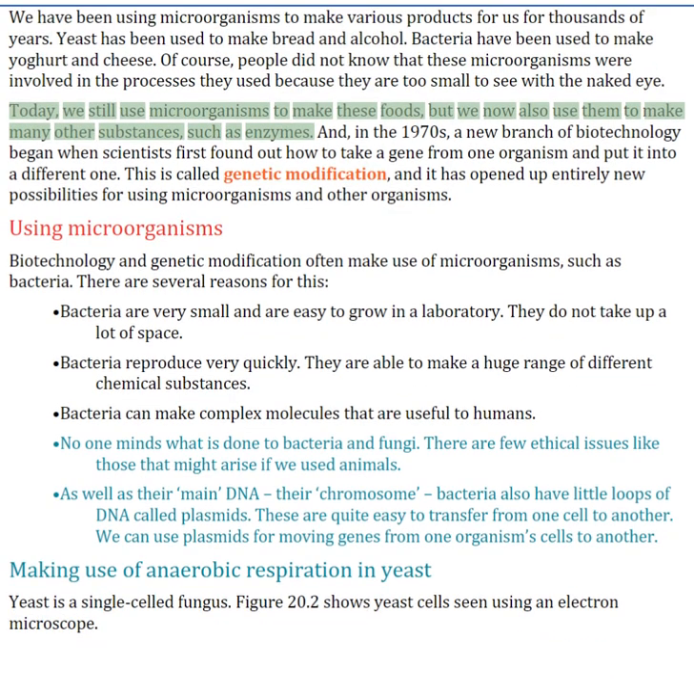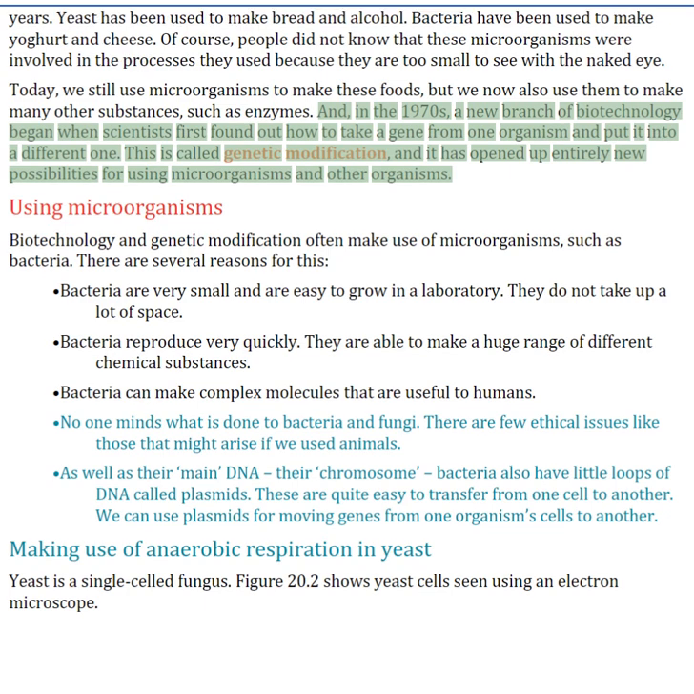Today, we still use microorganisms to make these foods, but we now also use them to make many other substances, such as enzymes. And, in the 1970s, a new branch of biotechnology began when scientists first found out how to take a gene from one organism and put it into a different one. This is called genetic modification, and it has opened up entirely new possibilities for using microorganisms and other organisms.